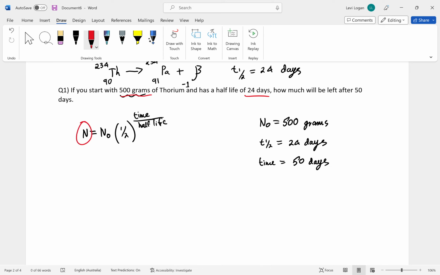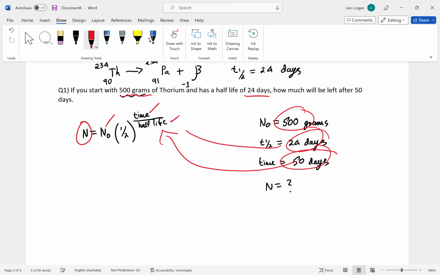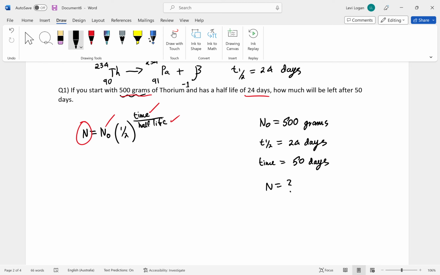So we don't need to rearrange anything. We're basically trying to find N because we've got N0, we have the time and the half-life. So N is unknown, and we don't have to rearrange everything. We can just start plugging this into the formula. So let's write out a new line. N is equal to 500 multiplied by a half. Now this half is to the power of the time, which is 50, divided by the half-life, which is 24. Okay, so that's all to the power.